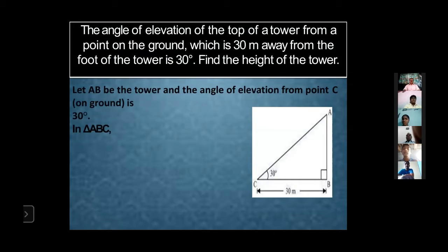Let AB be the tower, and the angle of elevation from the top of the tower to the ground is 30 degrees. Here, it is called the angle of elevation for the top of a tower. The observer is 30 meters away from the foot of the tower. It means the distance from the foot of the tower to the observer is 30 meters.